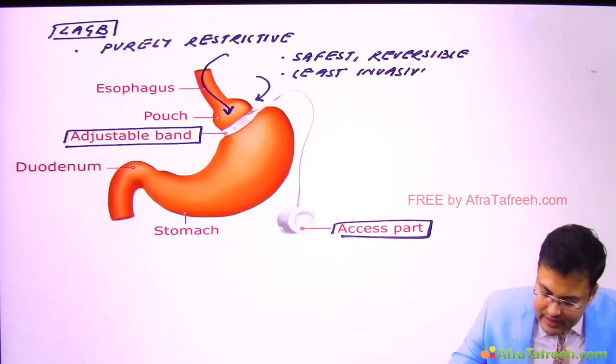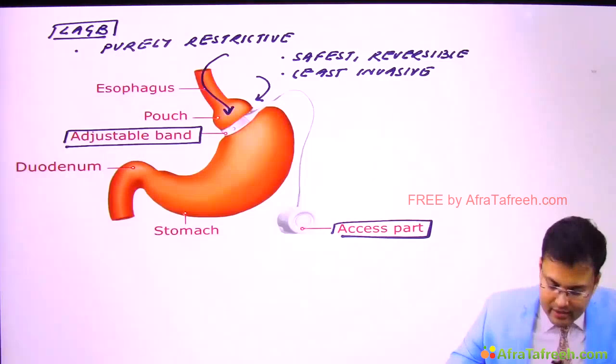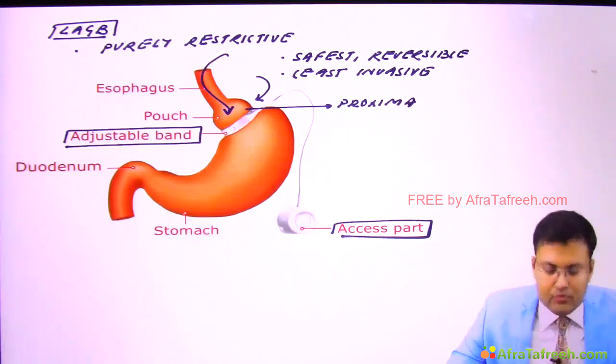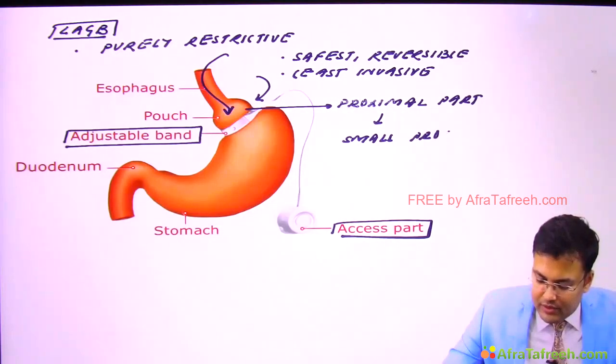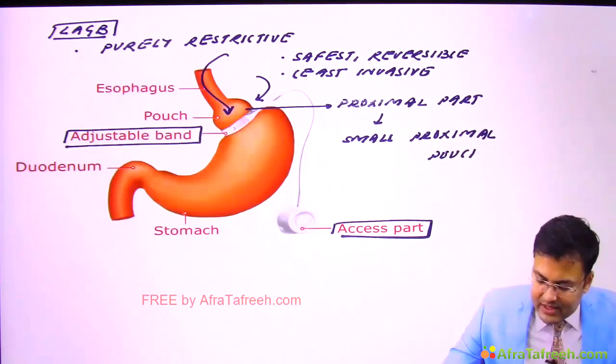Clear? And in this case, this silicone band is applied over the proximal part of the stomach to create a small proximal pouch. So this is laparoscopic adjustable gastric banding.